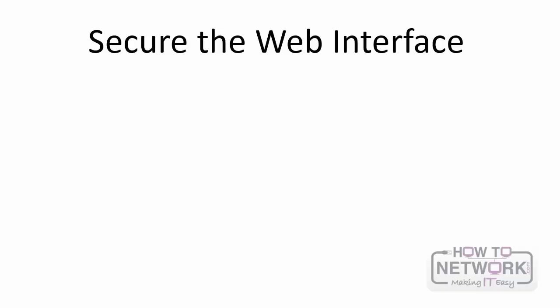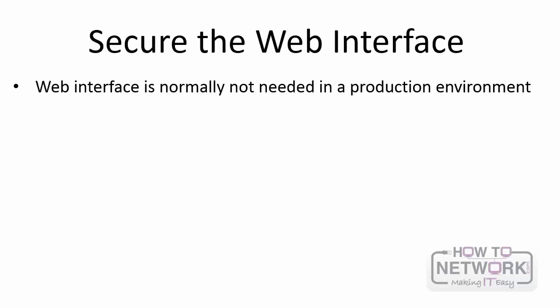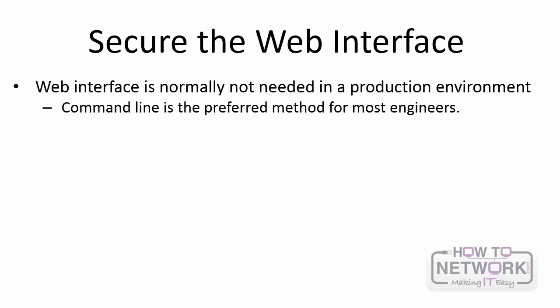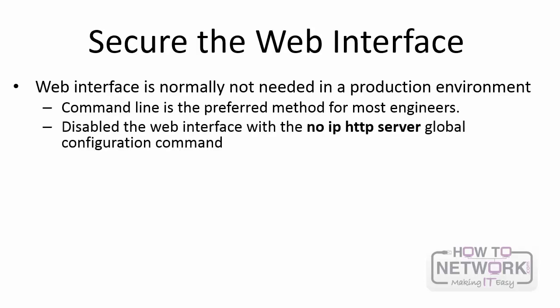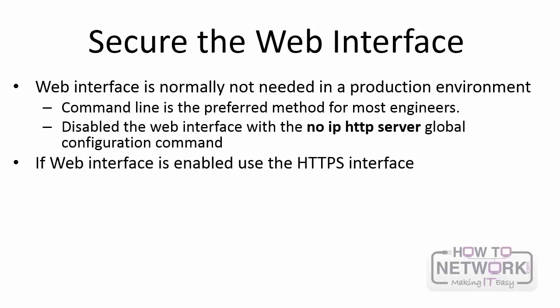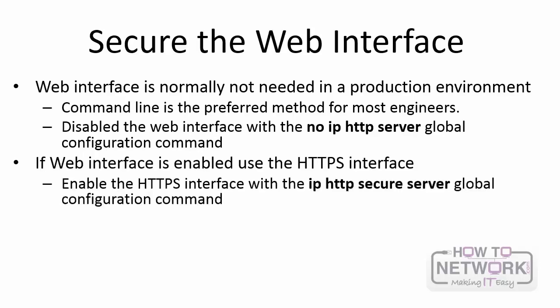Next, securing the web interface. Now, in most cases, the web interface does not need to be enabled on a switch because in most cases, engineers prefer to use the command line. So, in order to disable the web interface, you would do so with the no ip http server global command. Now, if you do decide to use the web interface, then it is suggested that you use HTTPS for secure communications. And HTTPS can be enabled with the ip http secure-server global configuration command.